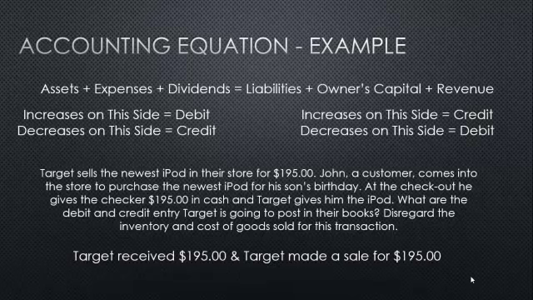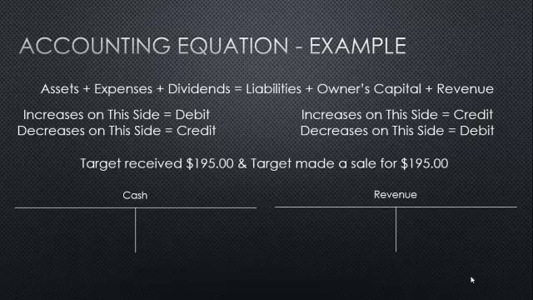Okay? So, what happened? Target receives $195. Target also made a sale for $195. So if we bring up two of our accounts that we're going to use, which are cash and sales, we're going to work with cash first. Cash went up. It is an asset. Therefore, we are going to debit the account. Target made a sale for $195. That is a revenue account. That side we're going to increase, which means we're going to credit that account.